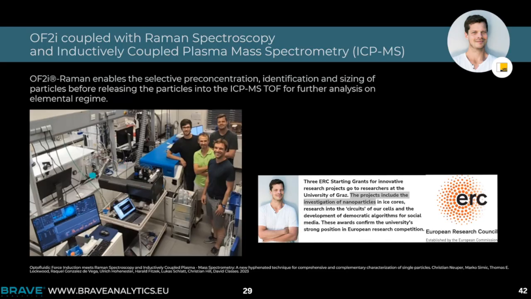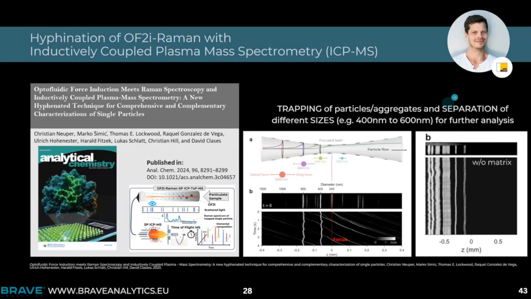Here is our OF2I Raman device with this ICP-MS TOF single particle analytic technique to get information. How many particles carry heavy metals? How many particles do we really see, and what is their size? What is the spectral information before you have elemental composition available, and getting the information of both worlds, so to say, using both their strengths and getting this as a hyphenation kind of area.